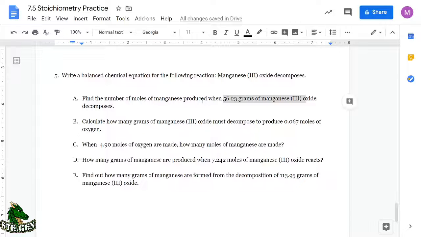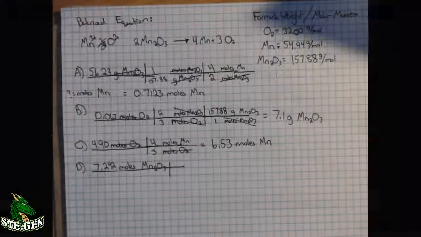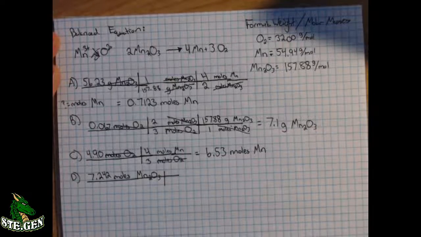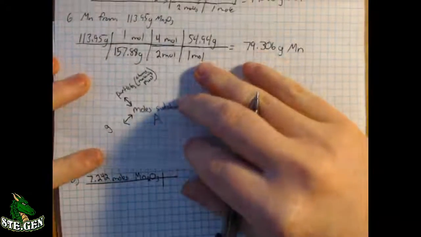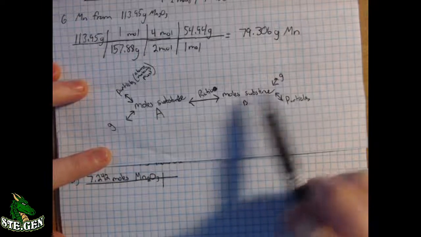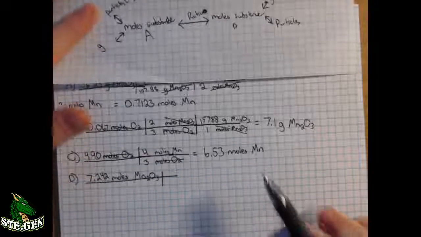Okay, question D. How many grams of manganese are produced when 7.242 moles of manganese 3 oxide reacts? All right, got my problem set up. Let's switch back to hand cam. 7.242 moles of Mn2O3. And we want to go from moles of substance A to grams of substance B. So we're going to need to do a mole to mole and then a mole to gram conversion.